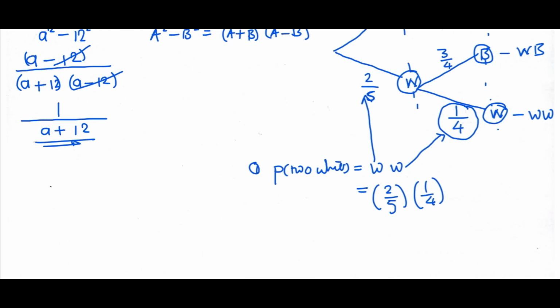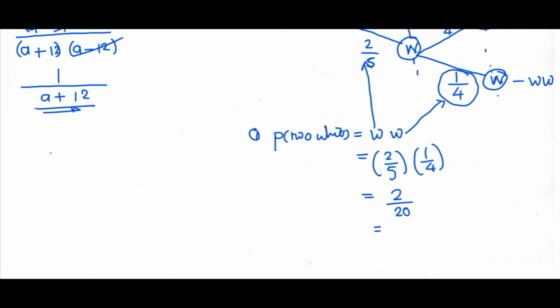So 2 times 1 is just 2. 4 times 5 will give us 20. Then we can see that we can still reduce. So 2 into 2 is 1, over 2 into 20 will give us 10. So the probability of picking 2 balls of the same color, which is white, is 1 over 10.